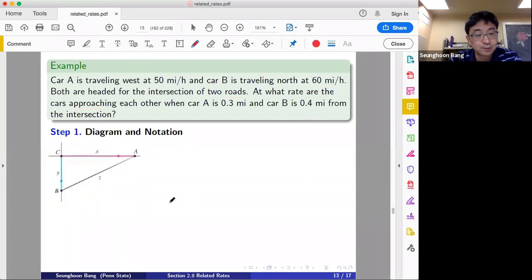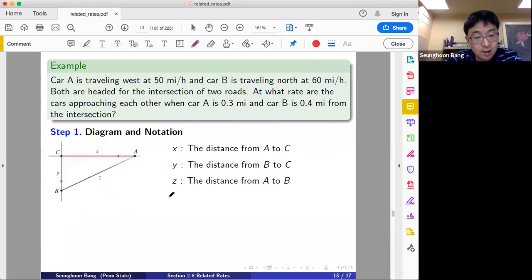So we have it. X is the distance from A to C, the intersection point C. The distance from B to C is y. The distance from A to B is z. So we need this kind of notation. The time is t. So we have it.